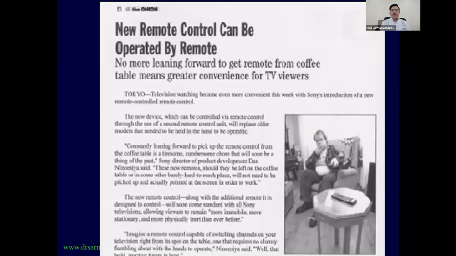You see, no more leaning forward to get the remote from the coffee table means greater convenience for TV viewers. Television watching became even more comfortable and convenient this week with Sony's introduction of a new remotely controlled remote.